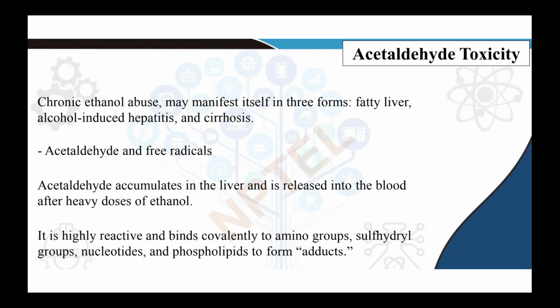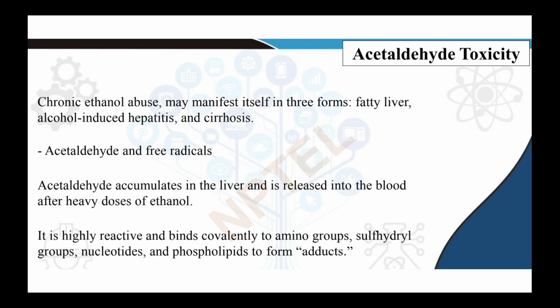You know that ethanol is oxidized into acetaldehyde. Acetaldehyde accumulates in the liver and is released into the blood after heavy doses of ethanol. Ethanol is converted into acetaldehyde, then acetaldehyde is converted into acetate by the mitochondrial acetaldehyde dehydrogenase. Now if there is a high consumption of ethanol, more and more acetaldehyde will get accumulated.